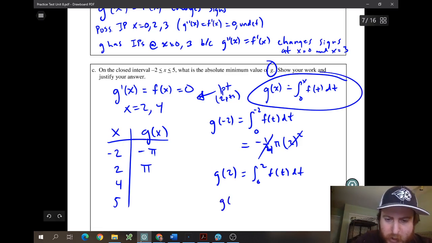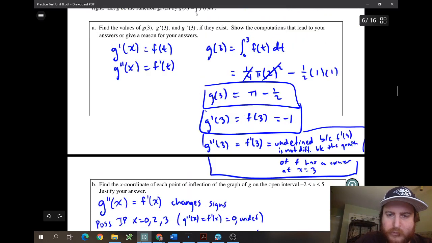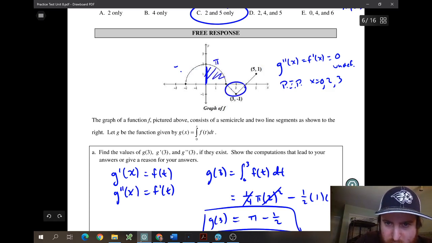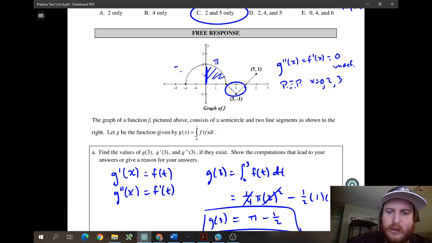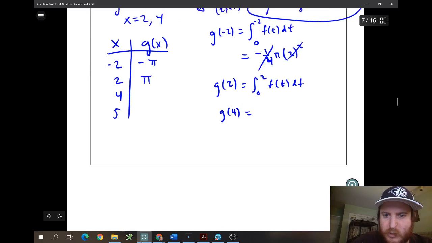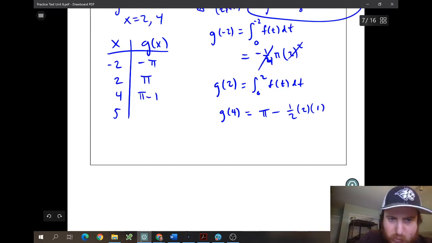Now for g of 4, we've already done g of 3, so we can basically do g of 3 and then add on from 3 to 4. Or we can do g of 2 and add on from 2 to 4. I'll kind of do that. So I know that this section here, starting at 0, this section is pi. So now I need to subtract that triangle. That has a base of 2 and a height of 1. So I'm going to just say this would be pi minus 1/2. The base was 2 and the height was 1. So that gives us pi minus 1.